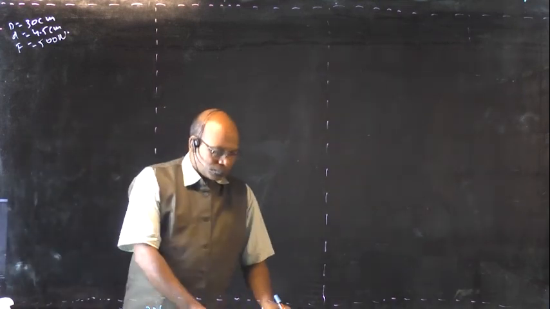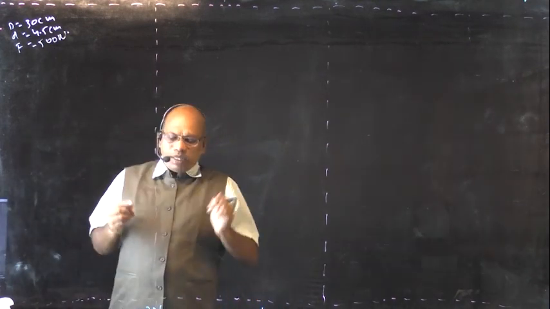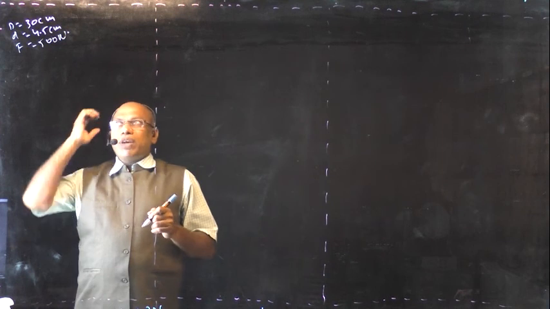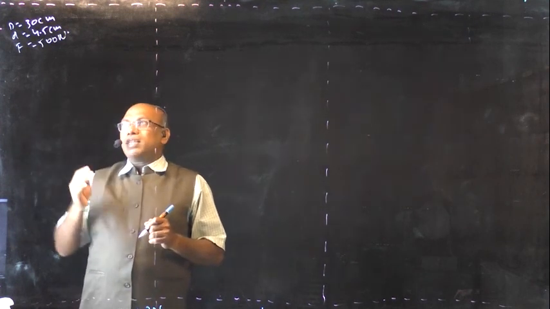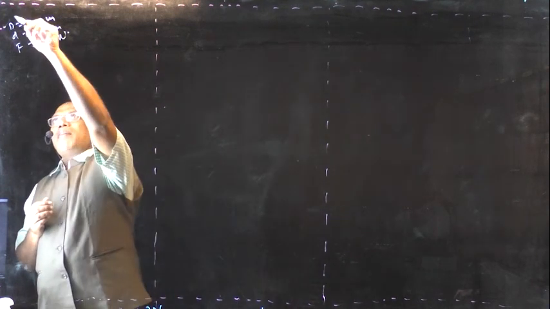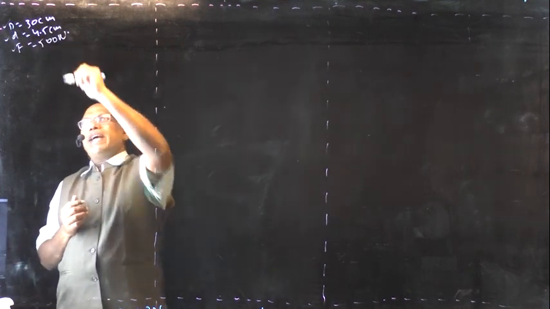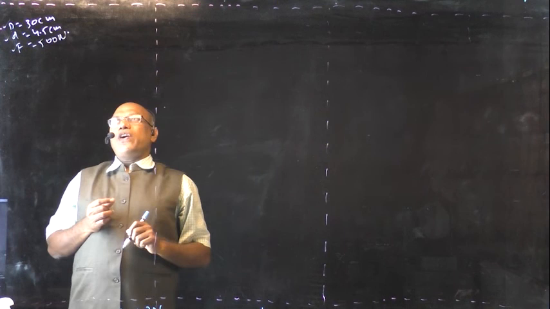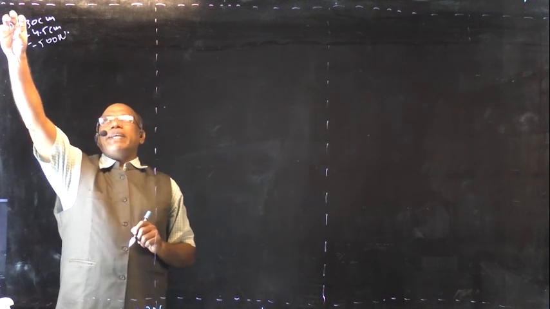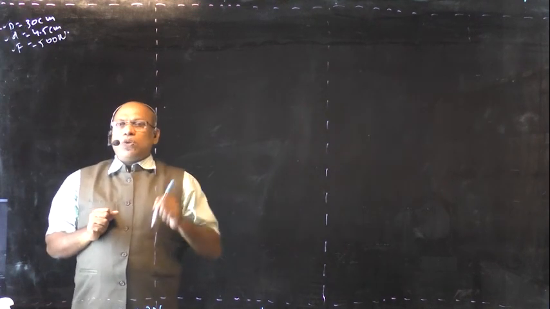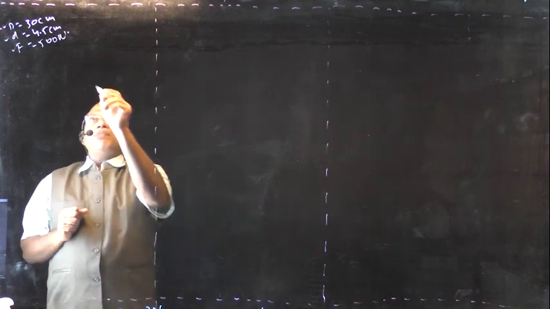This is the given problem. In this problem, the diameter of the ram is 30 centimeters and the diameter of the plunger is 4.5 centimeters. Force applied at the plunger is 500 newtons. Find the weight lifted at the ram. So first we are going to draw the diagram.